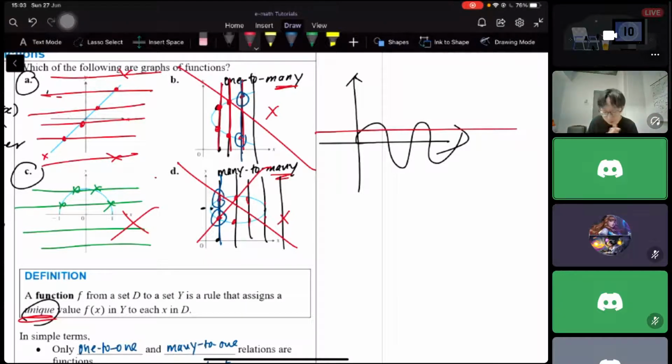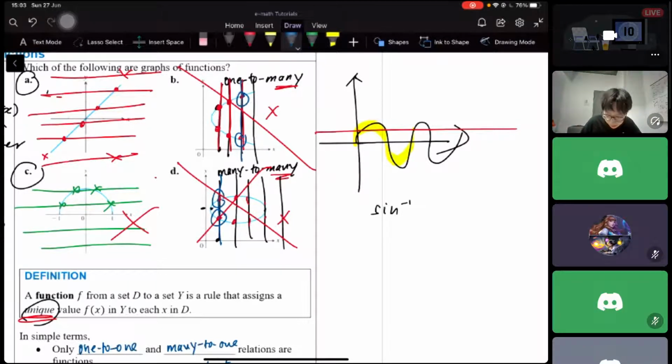Definitely it will fail the horizontal line test. But we still have sine inverse, isn't it? So this is when the mathematicians purposely said, I want the sine inverse no matter what happens. I just want the sine inverse. So what they did is they restrict the domain.